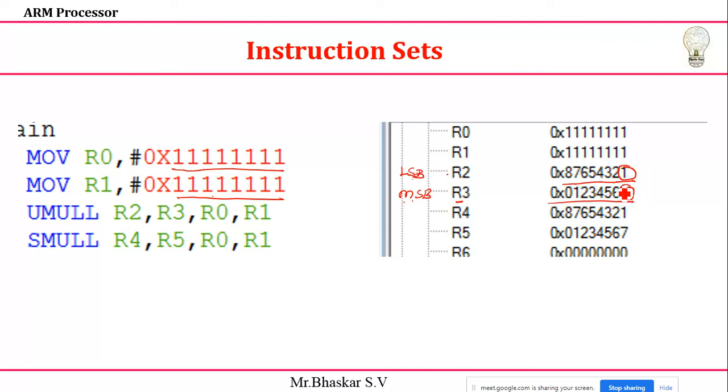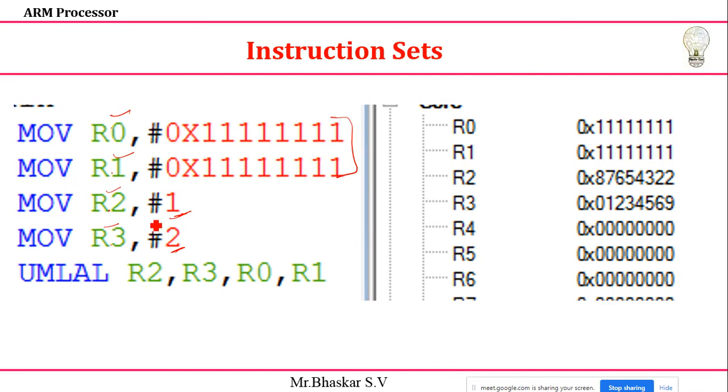Okay, after doing the multiplication of these two, when we come to the accumulation, R2 is my LSB register and this is my MSB register. This LSB register value will be added to the result LSB. So where is my LSB? This is my LSB, this is my MSB. After doing the addition, what value am I getting?